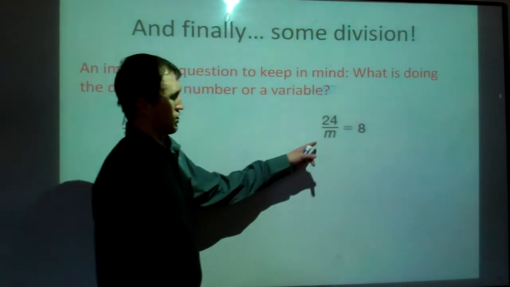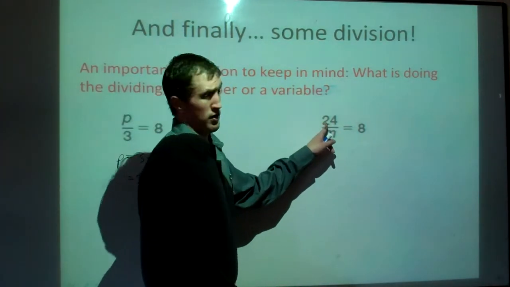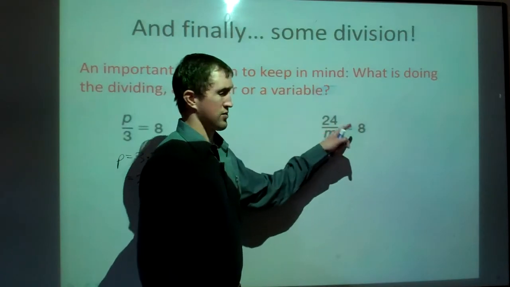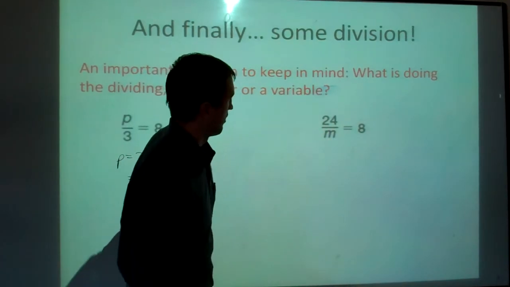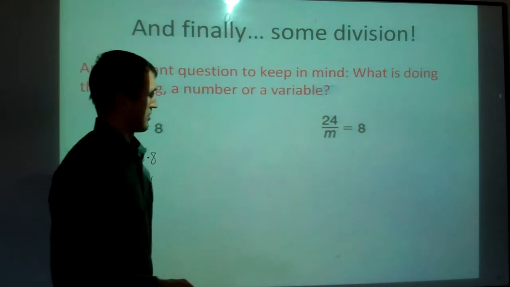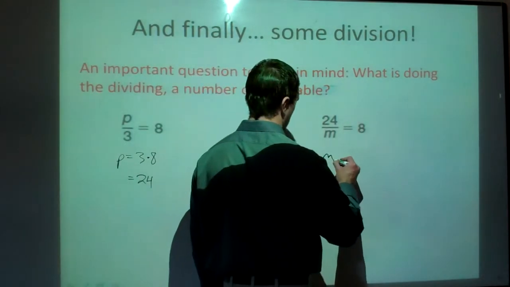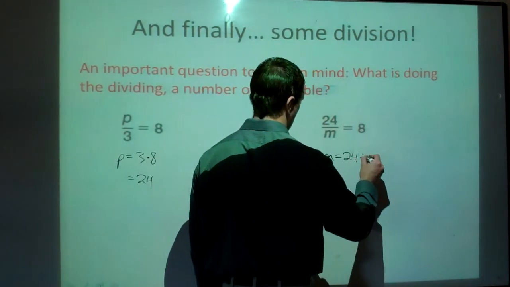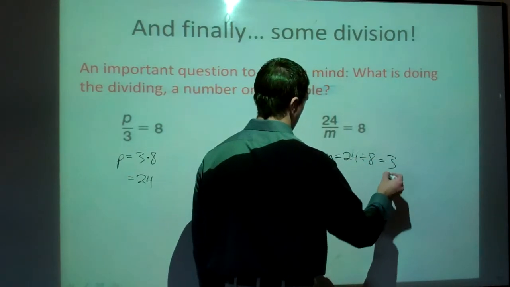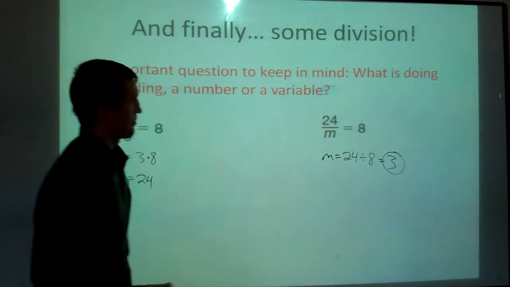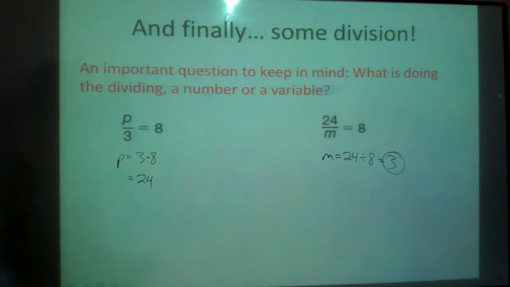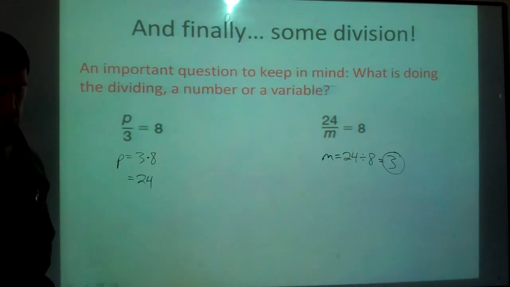But in this situation over here, we have 24 divided by what number gives us 8? Well, this is different. Our number is on the top, it's in the numerator. So in this case, we'll go n equals 24 divided by 8, which is 3. Alright? So depending on what spot your variable's in, it'll depend on what you do, kind of like subtraction.